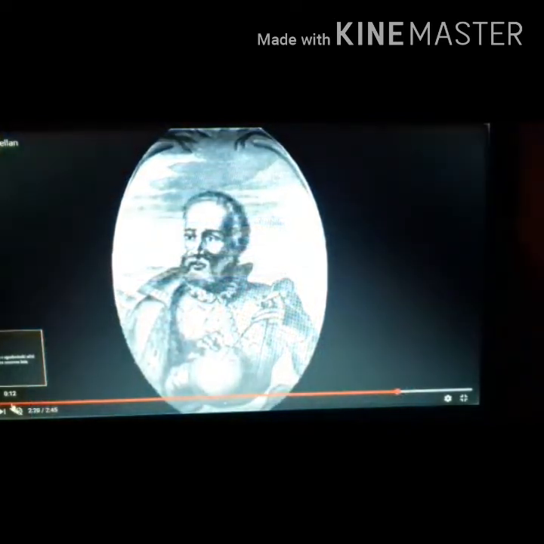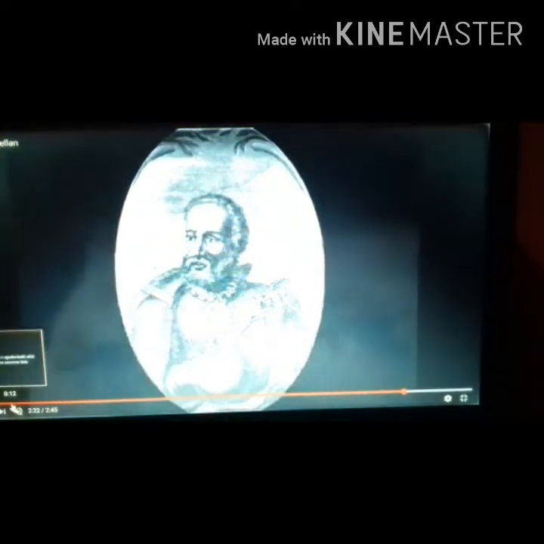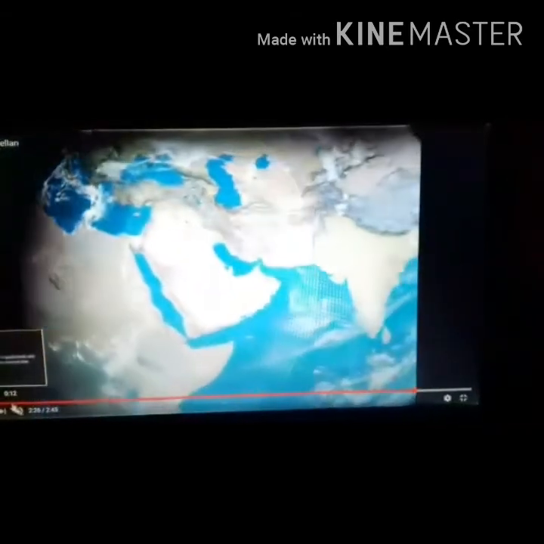Dear students, try to read the learned topic from the textbook. Then another homework: draw and color our planet Earth. Okay, thank you.